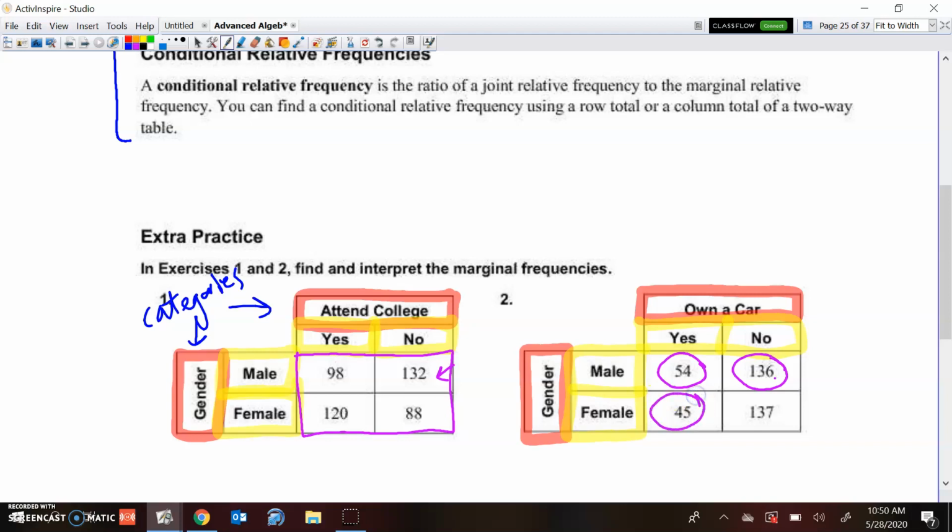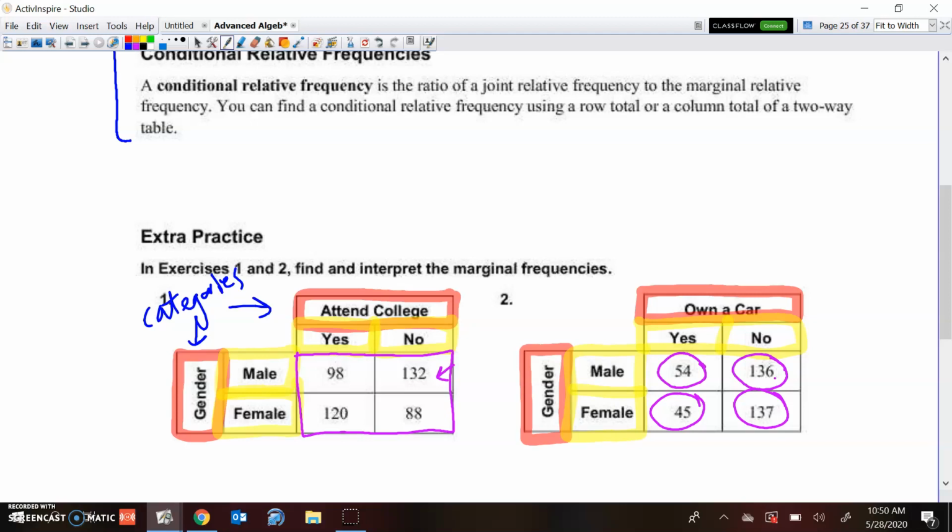45 of the people that were interviewed were female, and they said they did own a car. And 137 of all of the people that were interviewed said they were female and they did not own a car. So there were 137 females that did not own a car in this particular survey. Okay, so these are called joint frequencies.